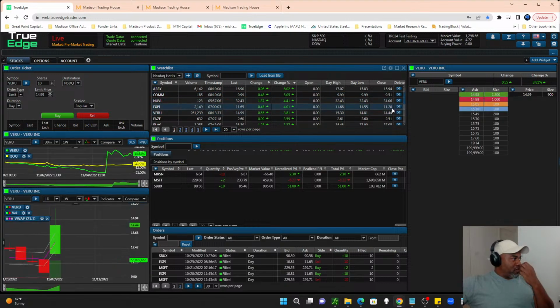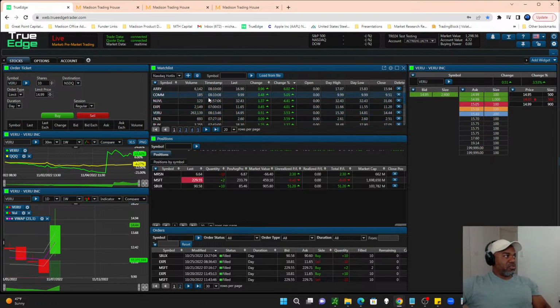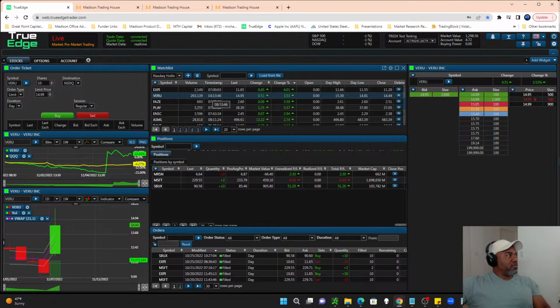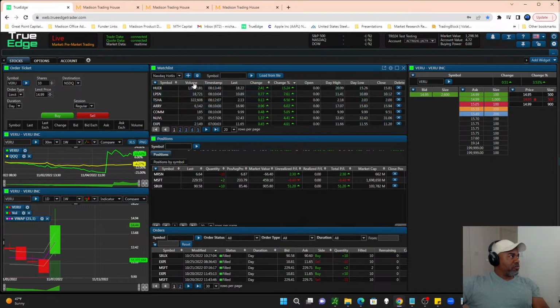All right, VERU looks like it's going to open roughly where it closed yesterday. Ask is at 14.98. Yesterday it closed at 14.44. It's not much of a difference, not a lot of action pre-market, so I'm not going to add this to our list of things to look at for the bell for that reason. And going down my list, it doesn't look like much is really moving.